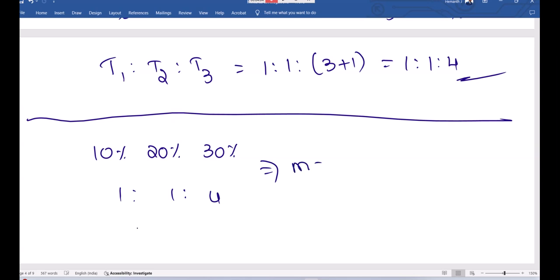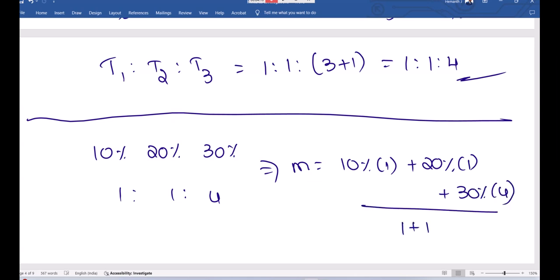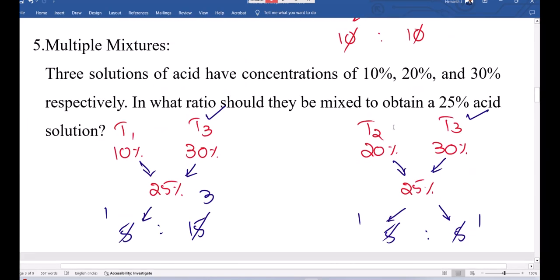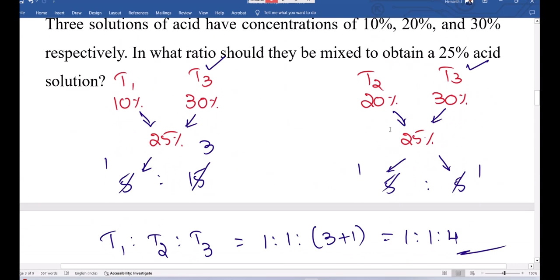So what is the mixing result? 10% into 1, 20% into 1, 30% into 4, divided by 1 plus 1 plus 4. This is how we have to mix. Numerator is 10, 20, 120, which is 150. 150 divided by 6 is nothing but 25. The result is also 25, right? Mixing should be 25. It's matching. The ratio must be 1:1:4. It's mixing of three varieties.